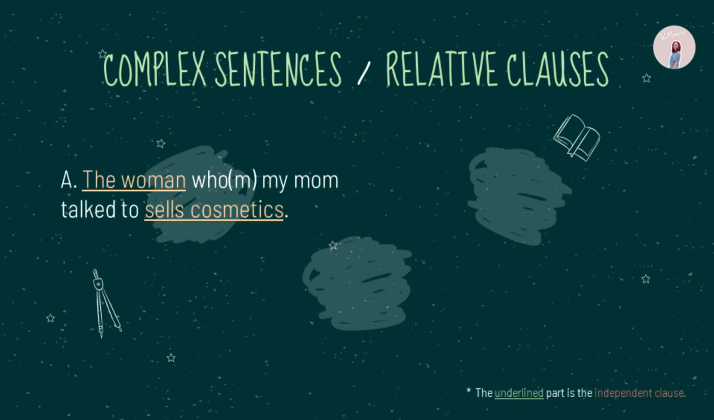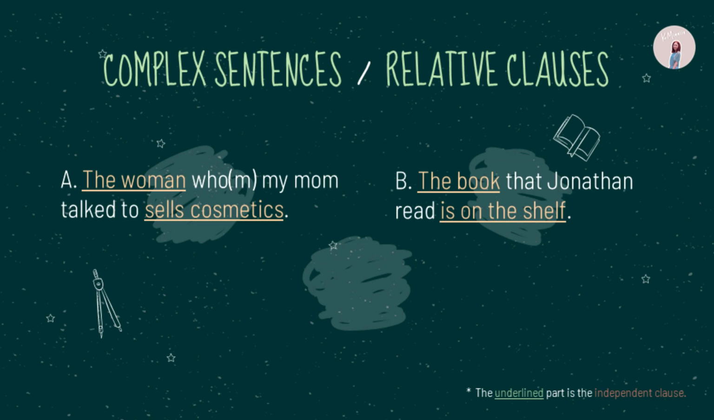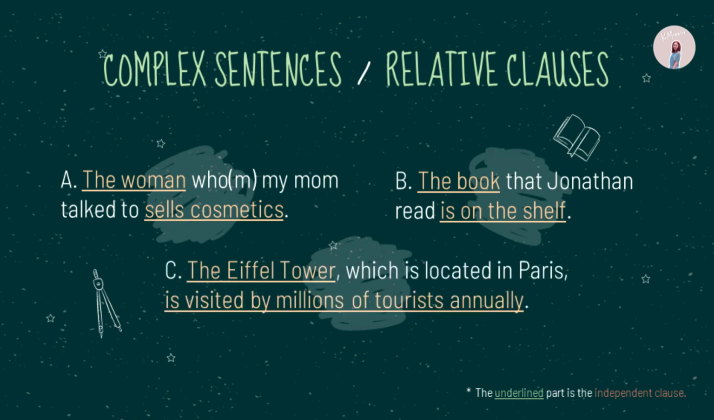Examples: The woman whom my mom talked to sells cosmetics. The book that Jonathan read is on the shelf. The Eiffel Tower, which is located in Paris, is visited by millions of tourists annually. The underlined part is the independent clause.